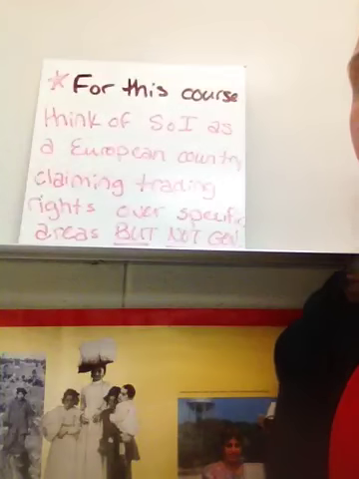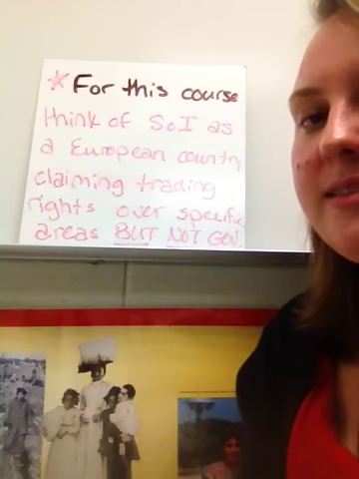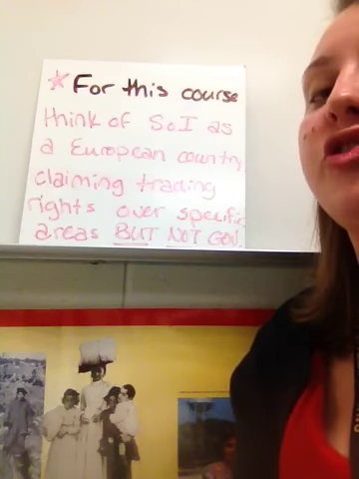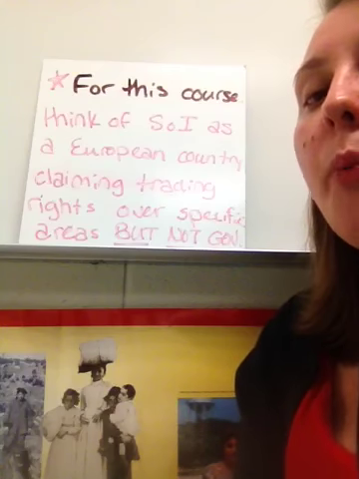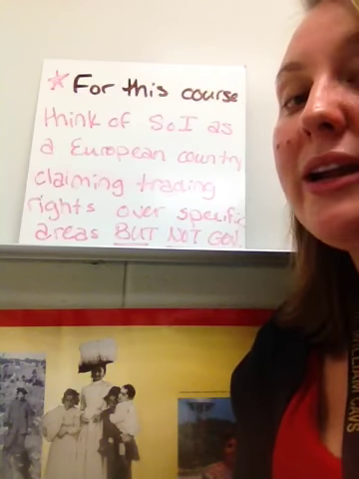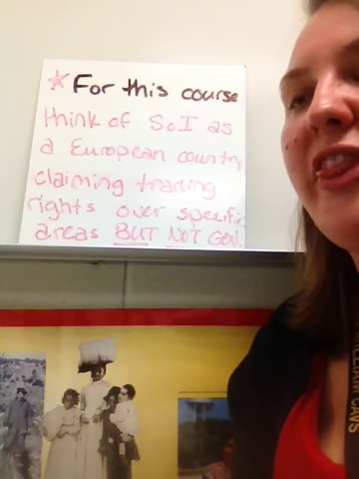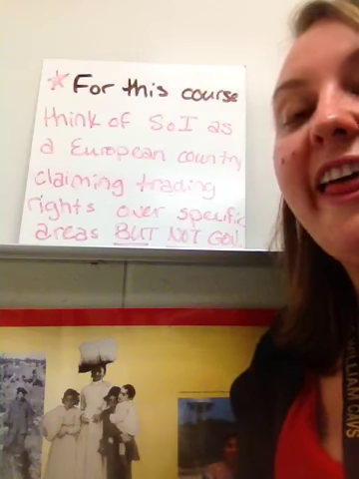This is the big hint for you for this course. Think of a sphere of influence as a European country claiming trading rights over a specific area like China, but it has no control over the government. Great Britain let the Chinese government still govern exactly what they wanted. They didn't even give any advice to the Chinese rulers.